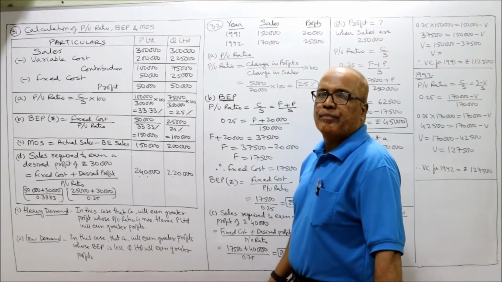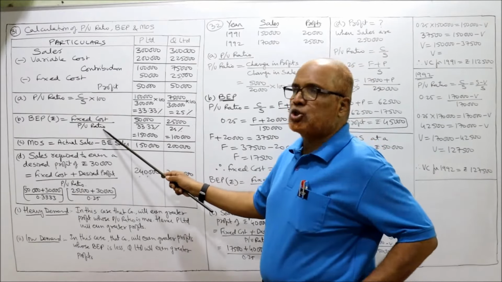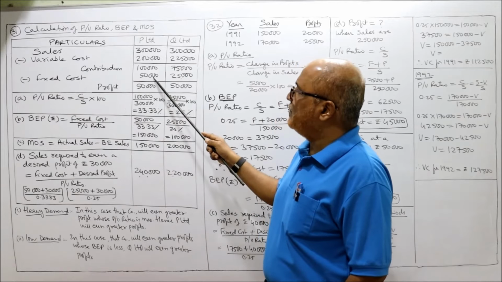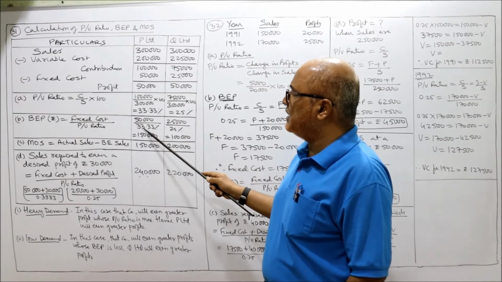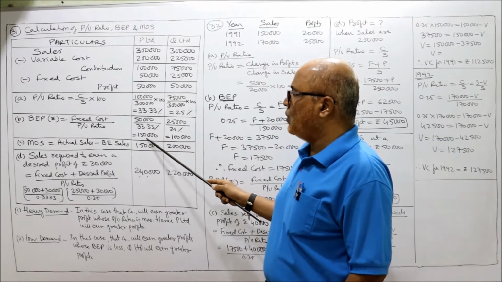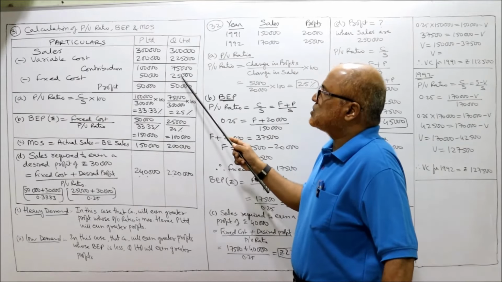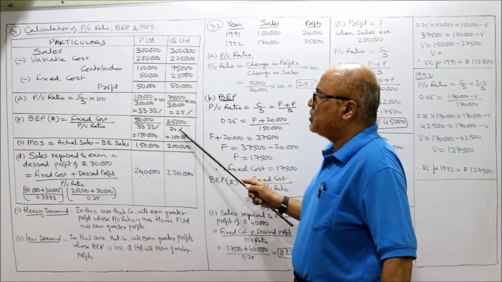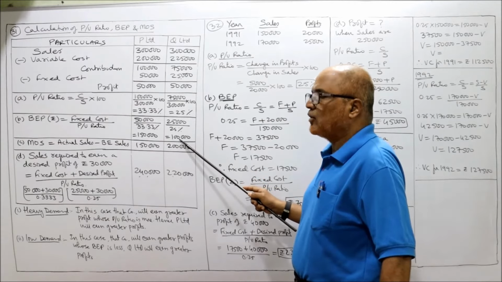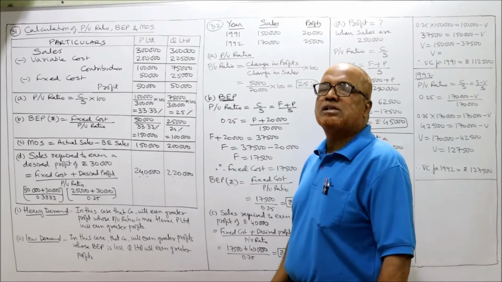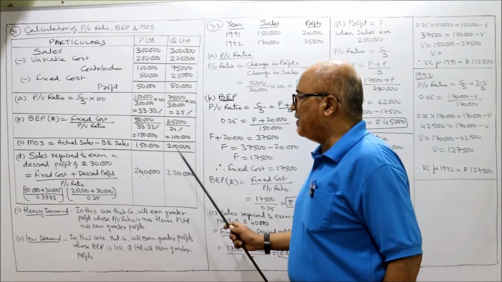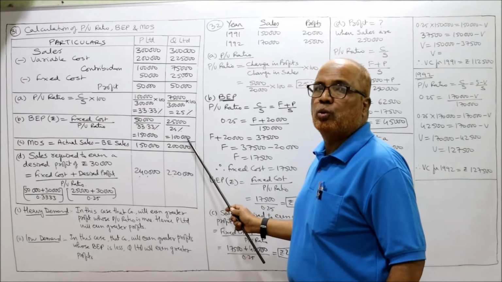Now BEP. BEP is fixed cost by PV ratio. The fixed costs are 50,000. 50,000 by 33.333%, 1,50,000. For Q Limited, fixed cost 25,000 divided by 0.25. You will get 1 lakh rupees. So 1,50,000 is the BEP for P Limited and 1 lakh rupees the BEP for Q Limited.